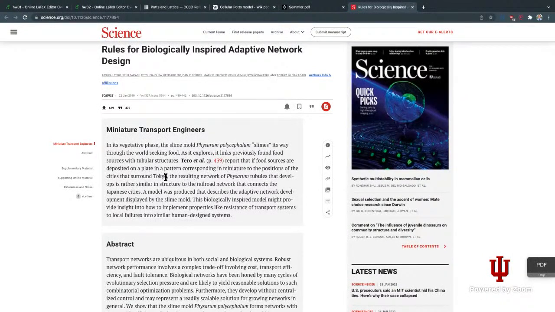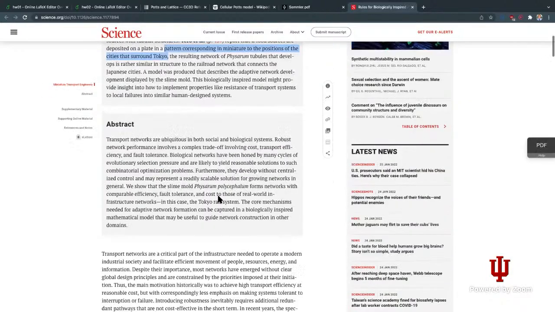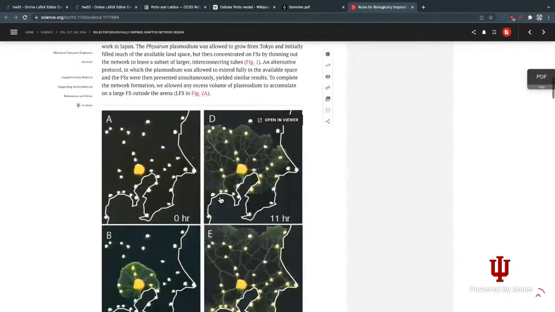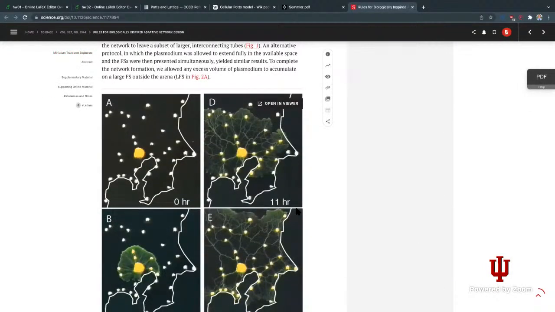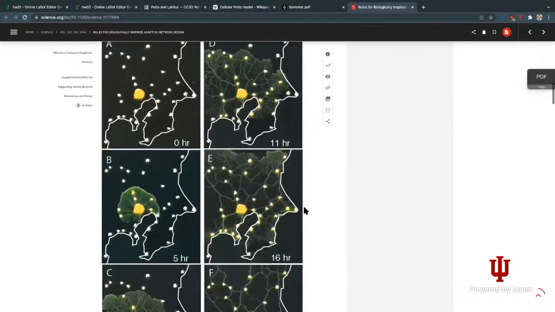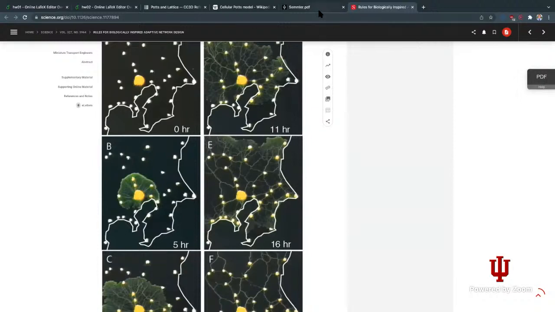They placed food sources in a pattern corresponding to miniature relative positions of cities around Tokyo, and then grew a slime mold, and they found that it actually replicated the Tokyo railway system. And I thought that was pretty interesting. But then I found this paper.